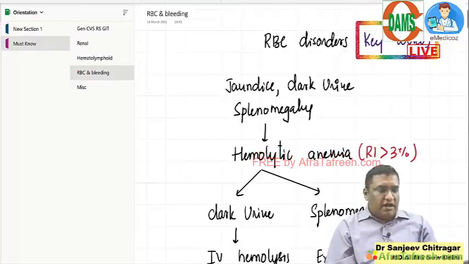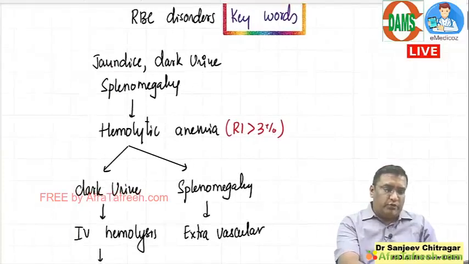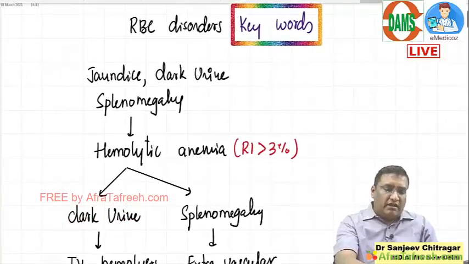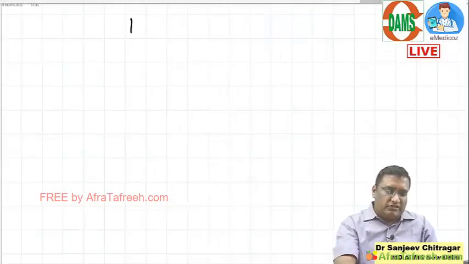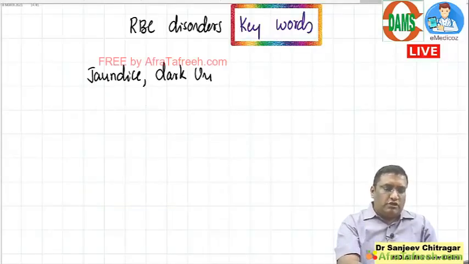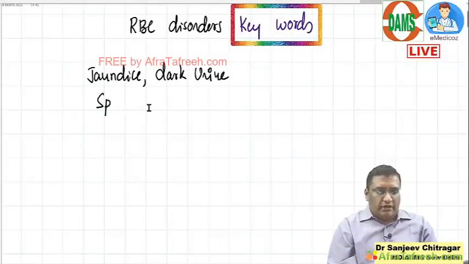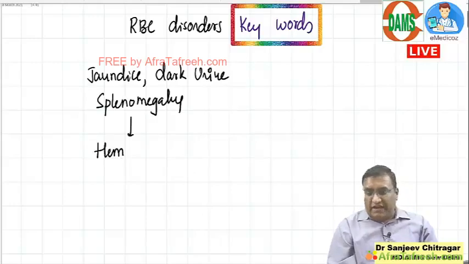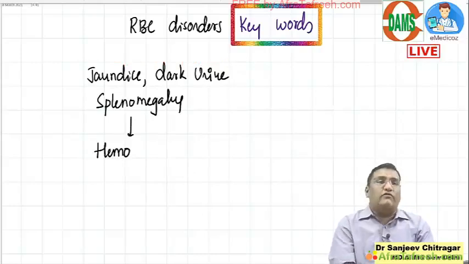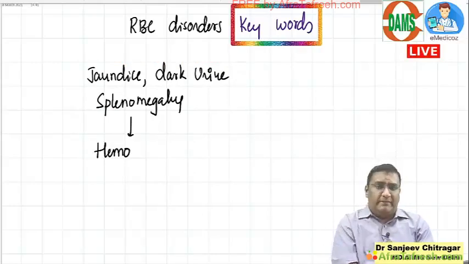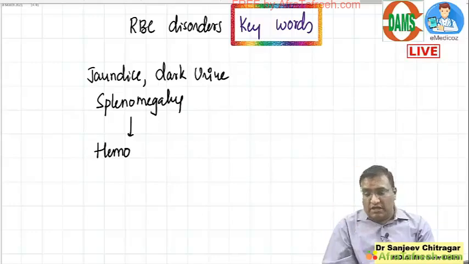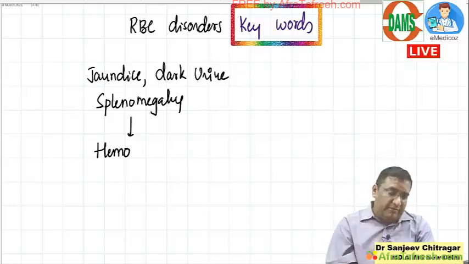RBC disorder keywords, very, very important: jaundice, dark colored urine, splenomegaly. These are the keywords for RBC disorders. If any one of them is present, yes, the RBC pipette maximum marking will be 101, and the bead will be red in color. WBC maximum marking is 11, and the bead will be white in color.